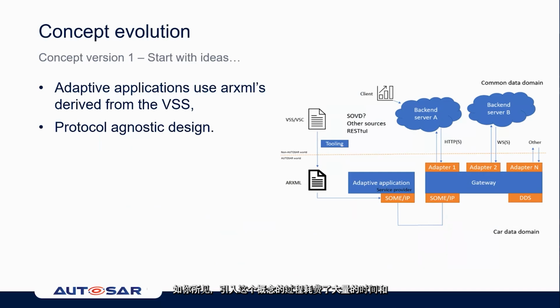As you can see here, the way of introducing the concept took a lot of time and effort, but the goal of presenting this timeline was to show that there was no revolution, it was evolution. Some ideas were decided to be lost, others came back in changed form. As I said, the first version was the idea of a protocol agnostic gateway interacting with adaptive applications using ARA::COM. We assumed that both applications share service interface definitions, which are derived from the VSS.